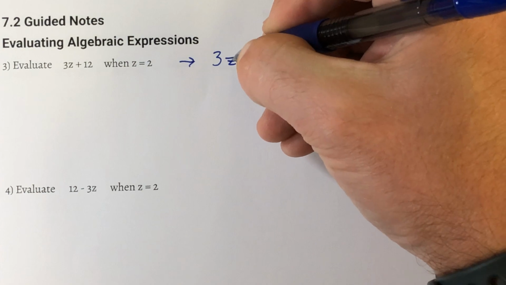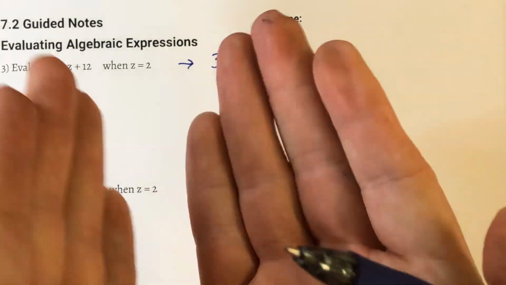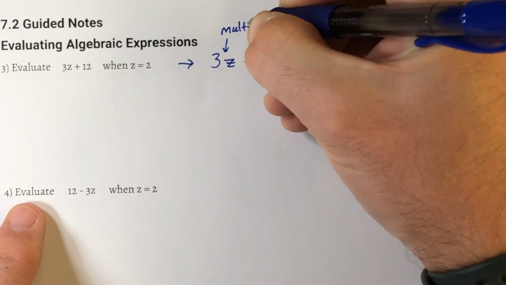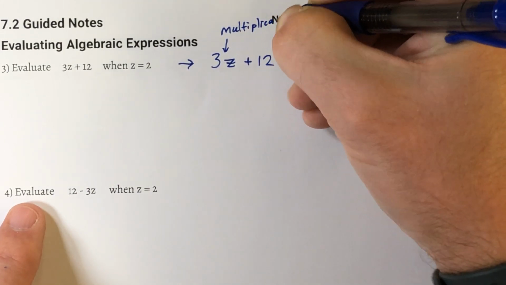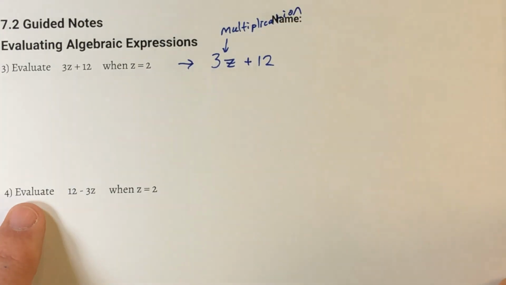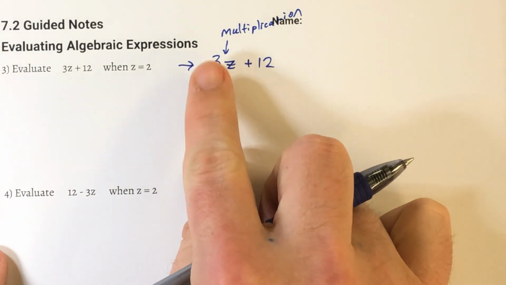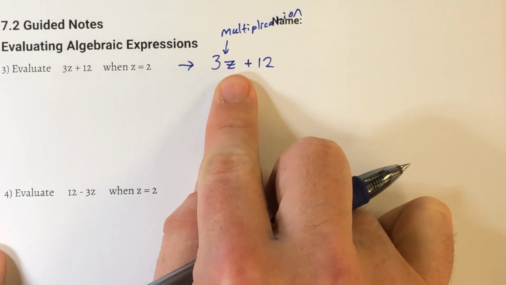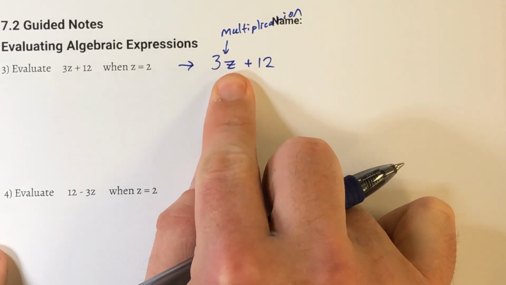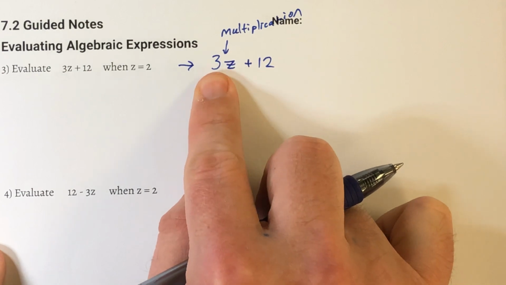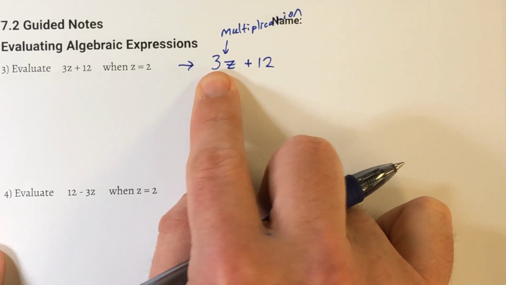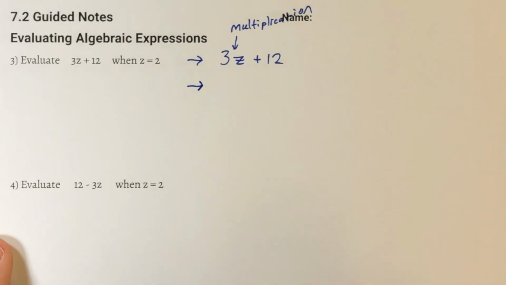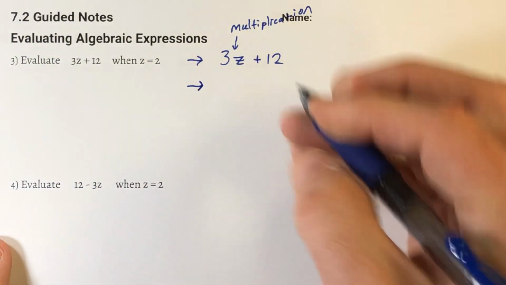When you put a letter right next to a number, that means multiplication. So what does that mean? That means whenever I replace z with 2, it's not going to be 32. It's going to be 3 times 2 because that letter is right next to that number, and that means multiply. So I need to keep that in mind when replacing my letters.